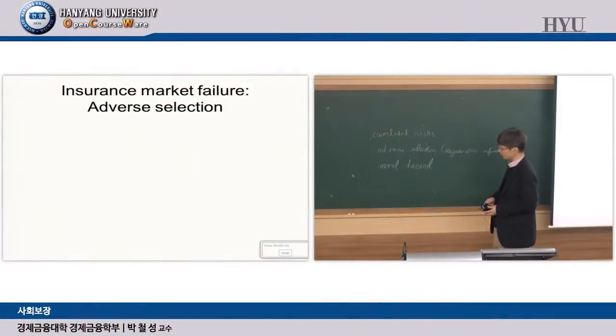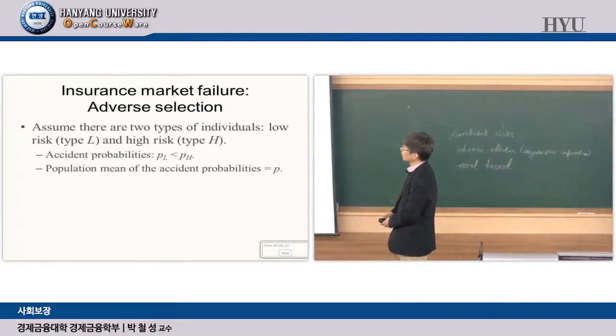These three things cause the insurance market to fail. Okay, so we will look at them one by one, but in a different order. So first, let's look at adverse selection. Okay, what is adverse selection?